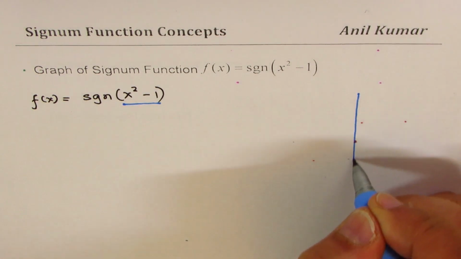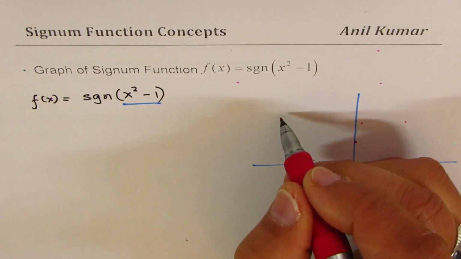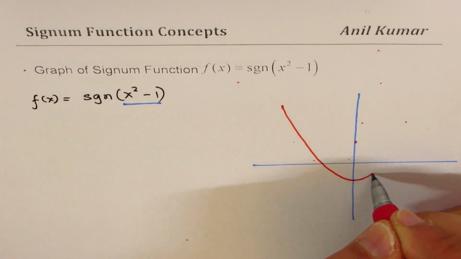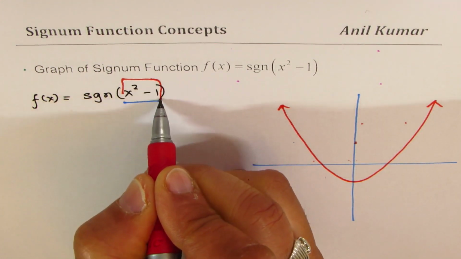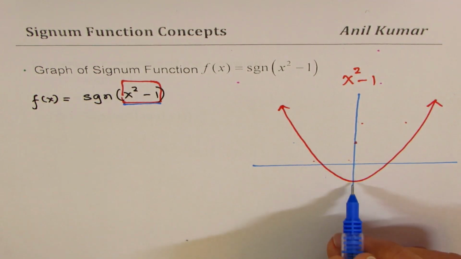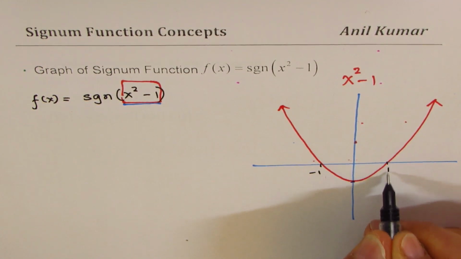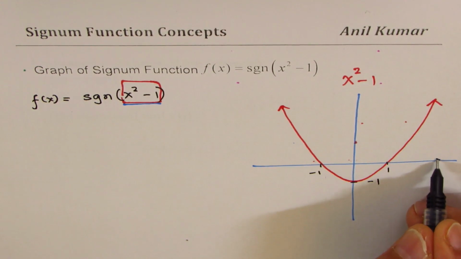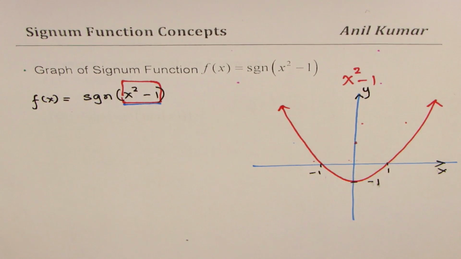So let me make a rough sketch here. X squared minus 1, as you know, is a parabola moved 1 unit down, right? So that gives me this part, x squared minus 1, correct? Where these values are plus and minus 1, and the minimum here is minus 1. Perfect. So that is the graph for y equals x squared minus 1.